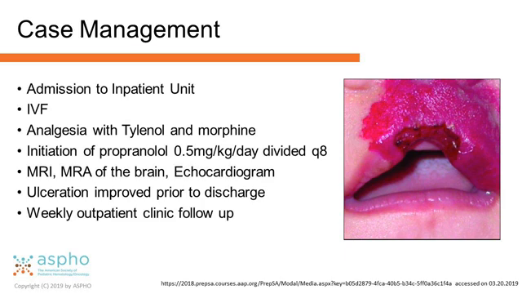Propranolol was titrated up to 2 milligrams per kilo per day and prednisolone initiated. MRI, MRA, and echo were performed, and she also had accompanying cerebrovascular anomalies. By discharge, she was able to take full feeds with improvement in her ulceration and planned for prednisolone taper over a week. The ulceration improved prior to discharge, and she was discharged with weekly follow-up.